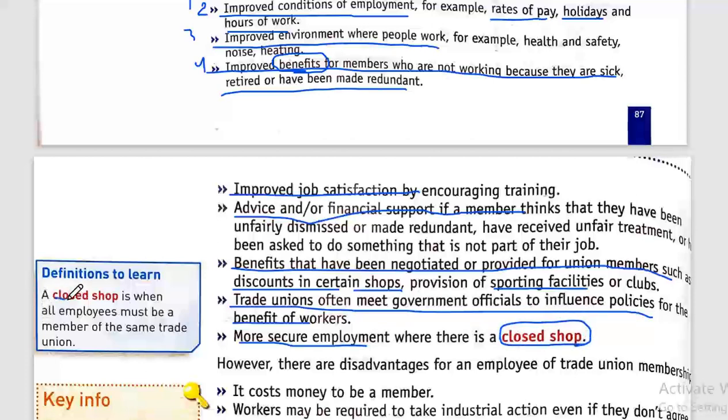So what is a closed shop? It is when all employees must be a member of the same trade union. So it's going to give more secure employment, because all employees are members of the same trade union. So there's going to be something called a closed shop, where all employees are in the same union.